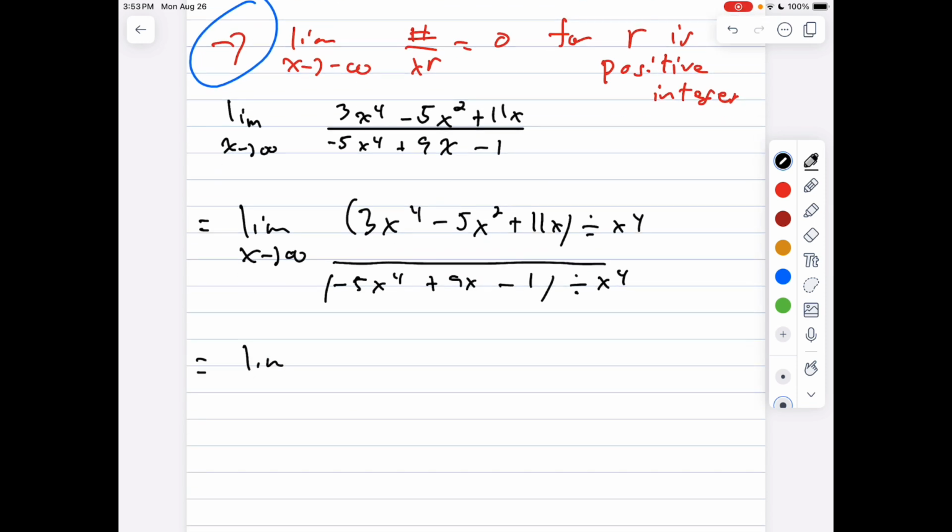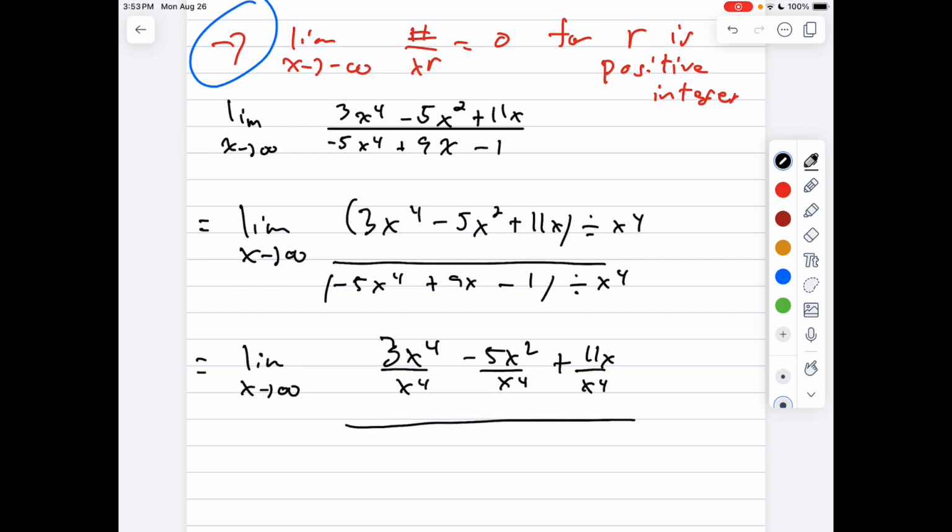All right, so then I'm going to go ahead and do as follows. I'm going to rewrite this expression as 3x to the 4th over x to the 4th minus 5x squared over x to the 4th plus 11x over x to the 4th, all divided by minus 5x to the 4th over x to the 4th plus 9x over x to the 4th minus 1 over x to the 4th.